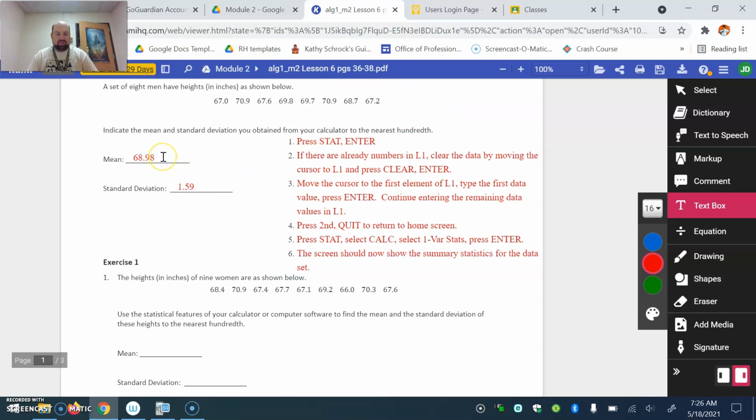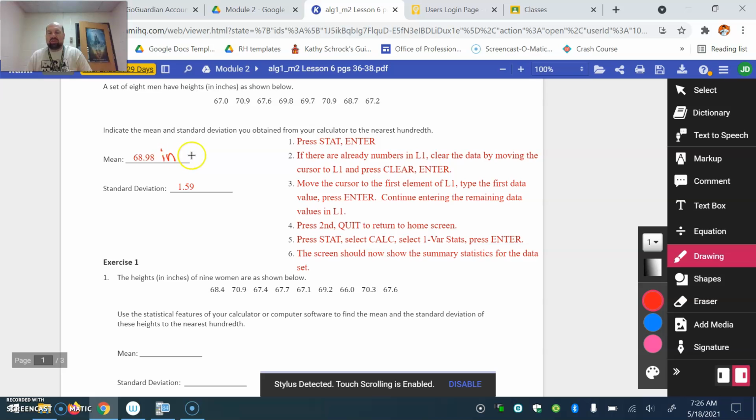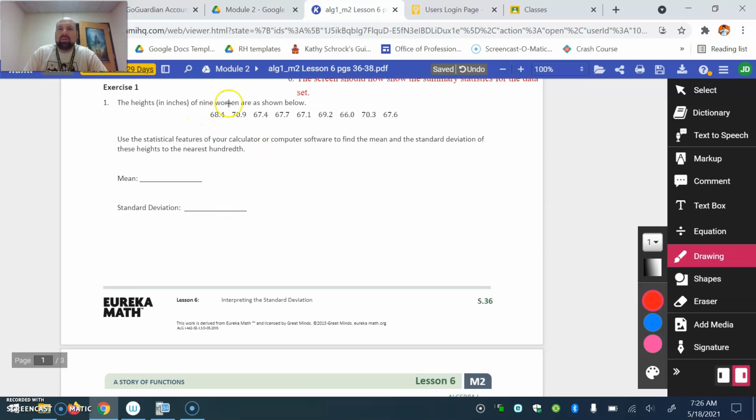Oh, by the way, shame on you, Mr. Decker. I did not put my label. We need to have inches. I can abbreviate, that's fine. All right, much better. Of 9 women are shown below. So we have these 9 values. Use the calculator to find the standard deviation and the mean of the heights of those to the nearest hundredth. So we need to round.